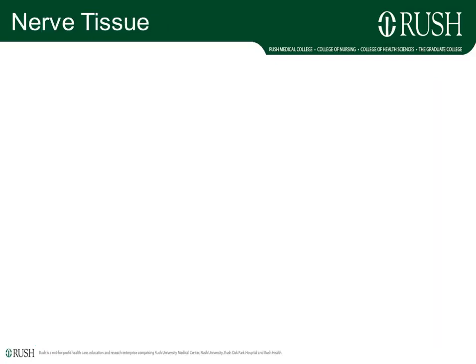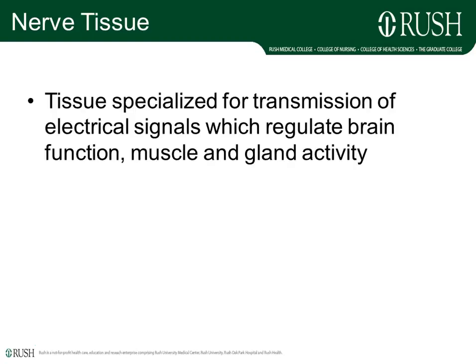The final basic tissue is nervous tissue. This tissue is specialized for transmission of electrical signals that regulate brain function, muscle activity, and glandular secretion.